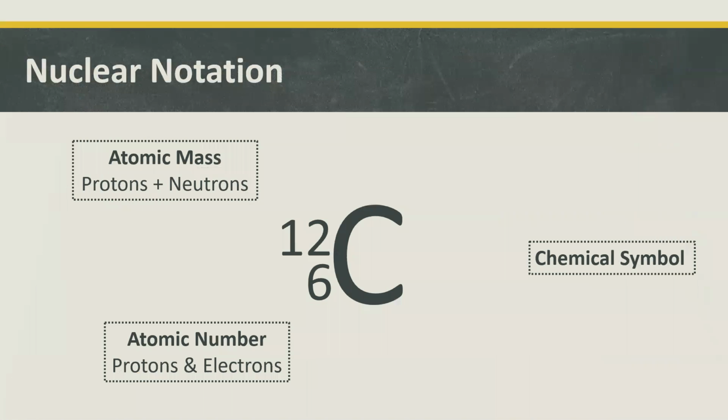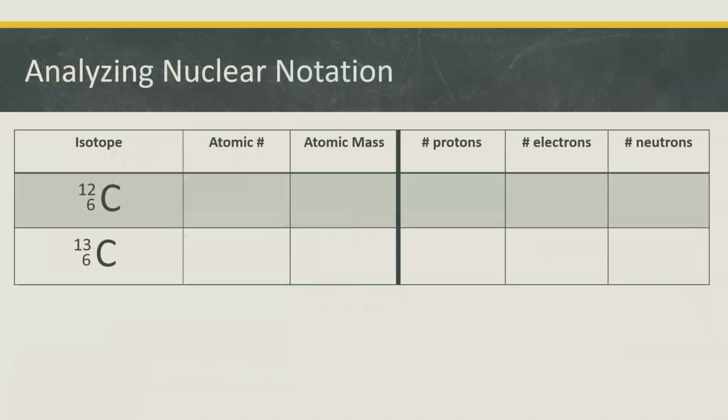So let's actually examine nuclear notation a little clearer. So in nuclear notation, once again, you have an element symbol, a number on the top, and a number on the bottom, stacked, always whole. Obviously, C represents the chemical symbol. The top number, a whole number, represents the atomic mass, the number of protons plus neutrons, addition. And then the bottom number represents the atomic number, which is the number of protons and the number of electrons. They are equivalent.